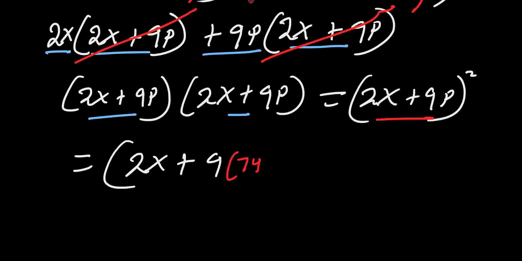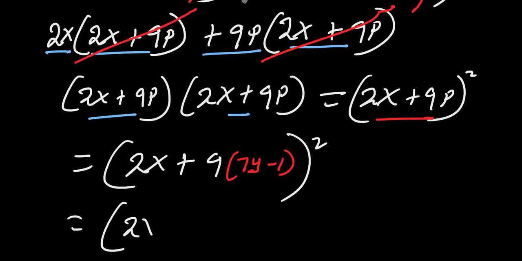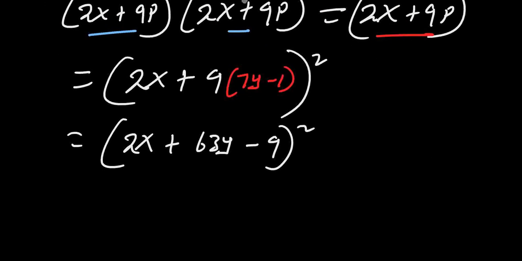7y minus 1. Okay, good. And then squared. So this will be equals to 2x plus 9 times 7y will give us 63y, and 9 times negative 1 will give us negative y, so squared. So this is the final answer to this question, and I hope it makes some sense. All right, let's go on to the next question.